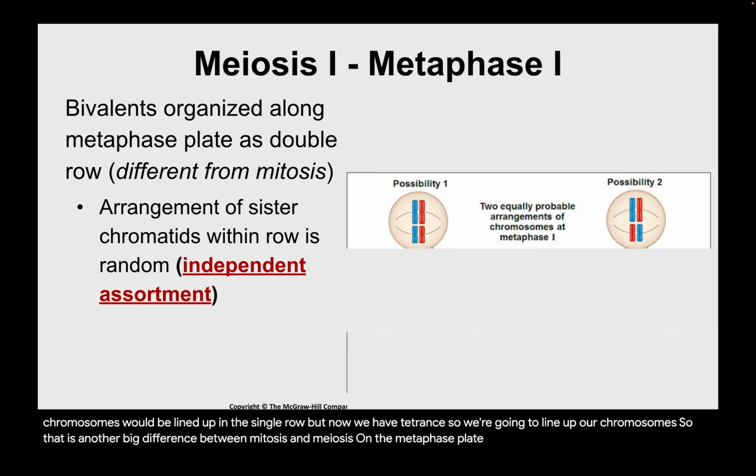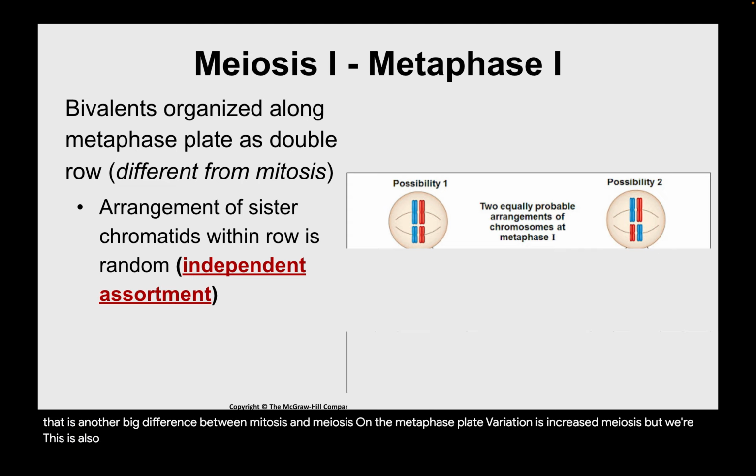Now this is going to lead to another way that genetic variation is increased in meiosis. But we're going to talk about that on Wednesday because this is also where my last class left off. So I'm going to stop us at the same point here. We will stop at metaphase 1 and then continue with this idea of independent assortment on Wednesday.